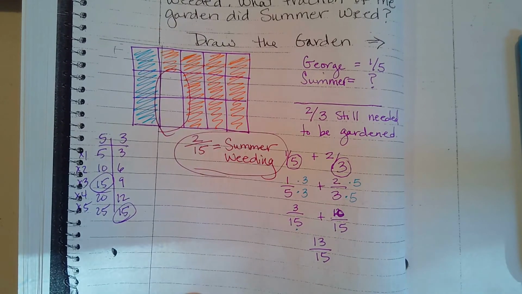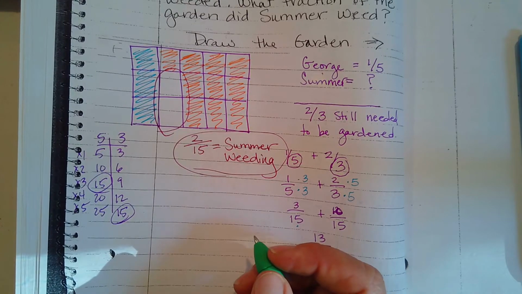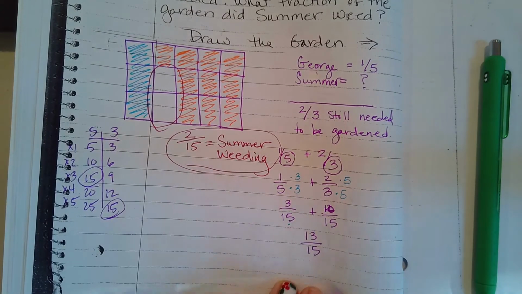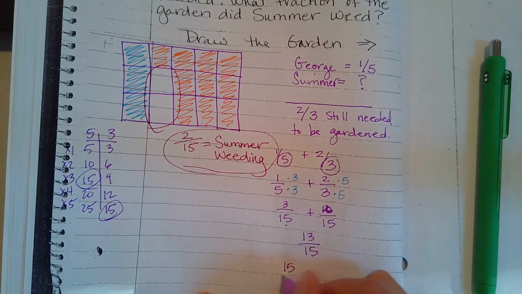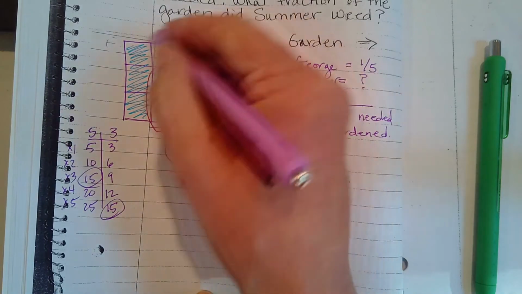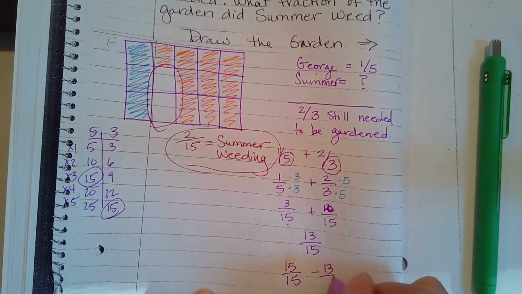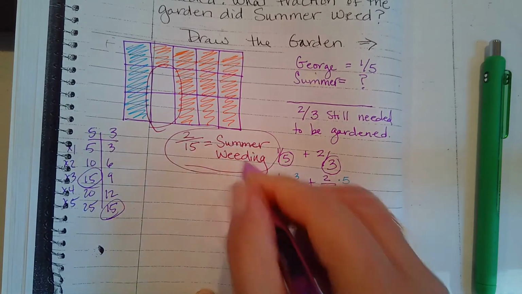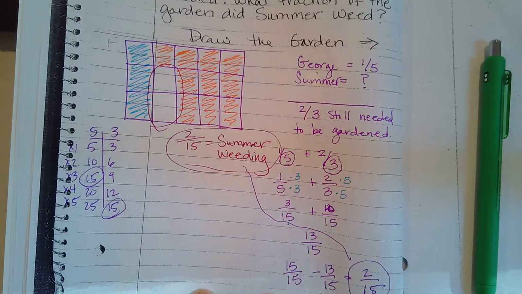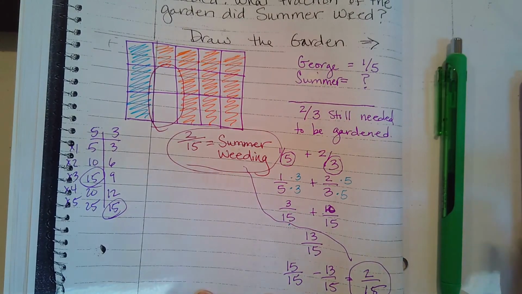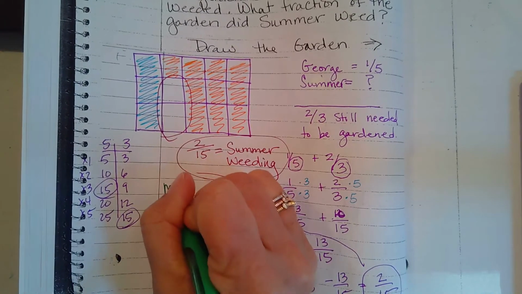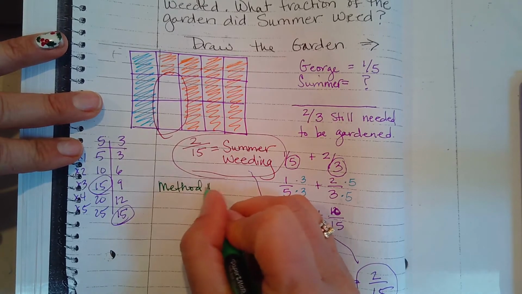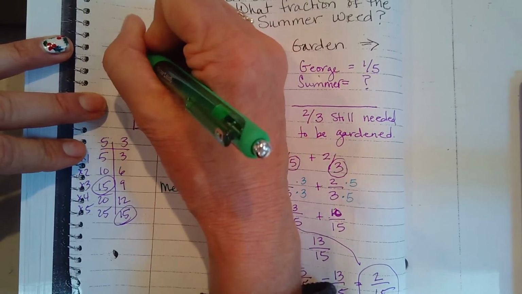So let's go to method 2. Now, before I move on, I could have gone 15 over 15, which is the whole lot, subtract 13 over 15, and you're going to get 2/15, which is exactly what we got when we drew our picture. All right, method 2, though. Do you see why I gave you a lot of room to work here?